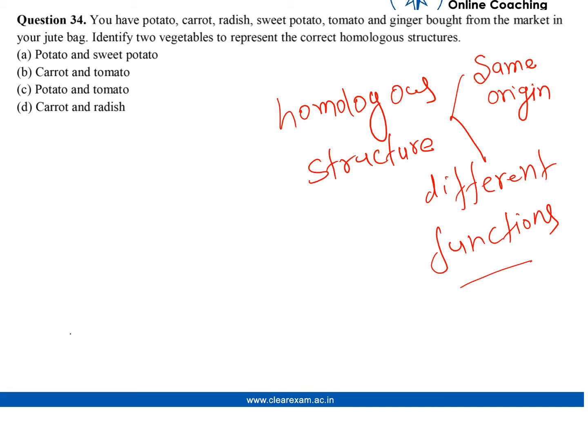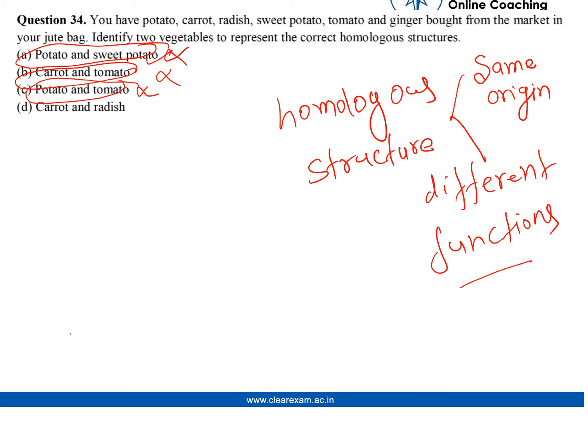So we have carrot, potato and sweet potato which have same origin but their functions are the same, so it cannot be homologous. Carrot and tomato, the origin is not same, so this is also not. Potato and tomato, here also the origin is not same, so this also cannot be the required answer.